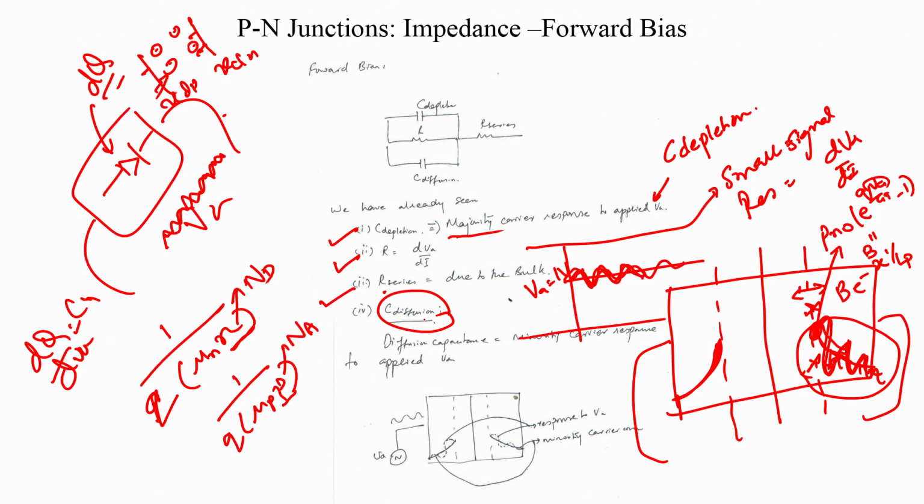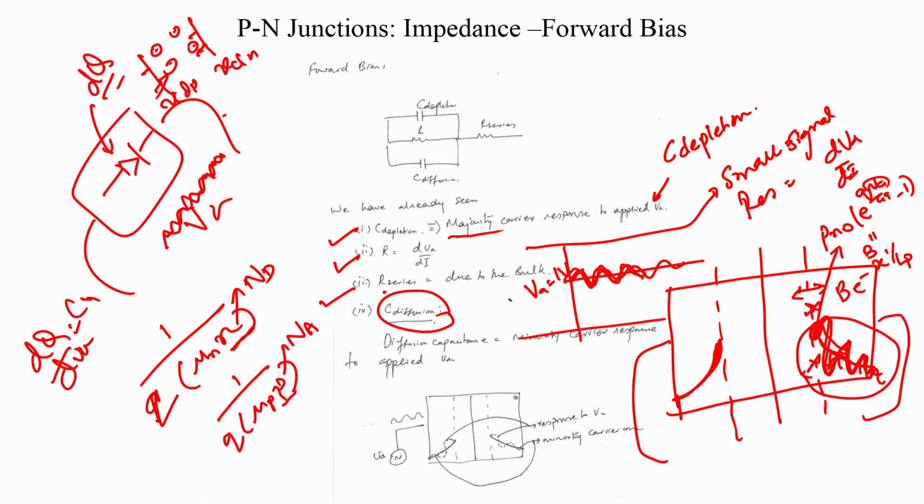So that is a very qualitative understanding of what diffusion capacitance is, but how do we quantify this? We want to write a nice mathematical expression for the diffusion capacitance, and what we will do is quickly look at how to go about calculating it.